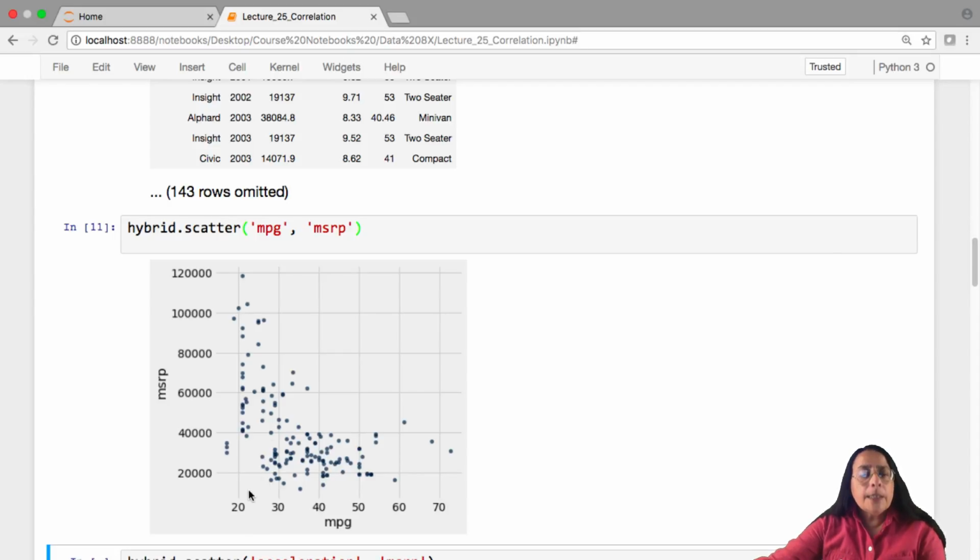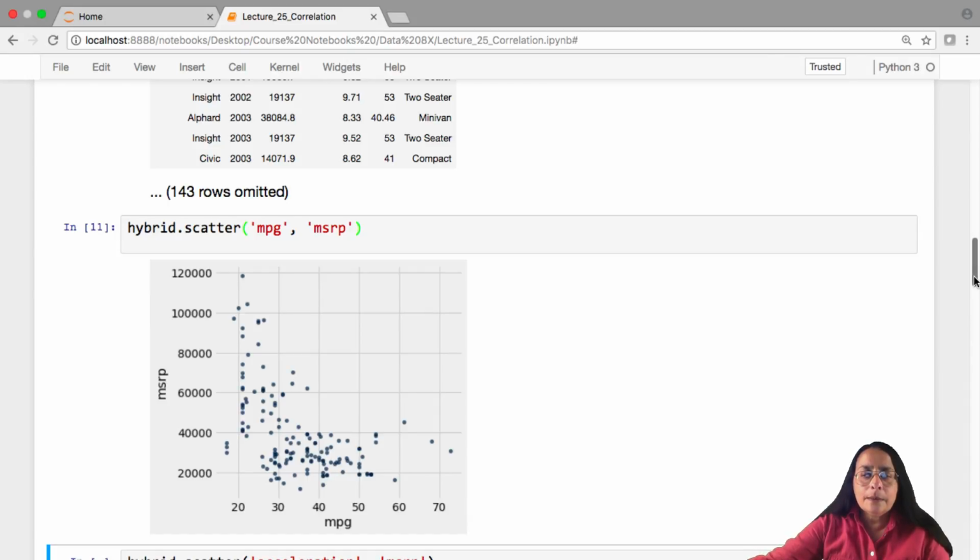Really? The more economical the car in terms of fuel, that is, the more miles it can go on a gallon of gas, the less people were paying for it on average. That's very strange. You think that if you're buying a hybrid car, then you're going for fuel economy. But among hybrid cars, clearly not.